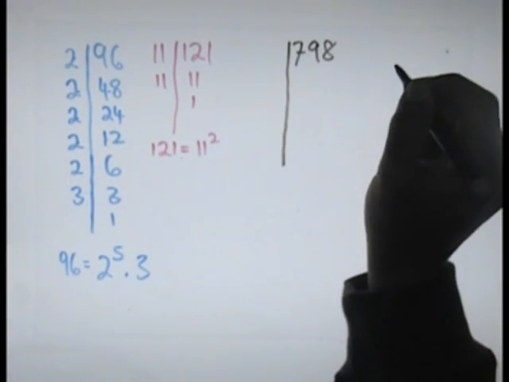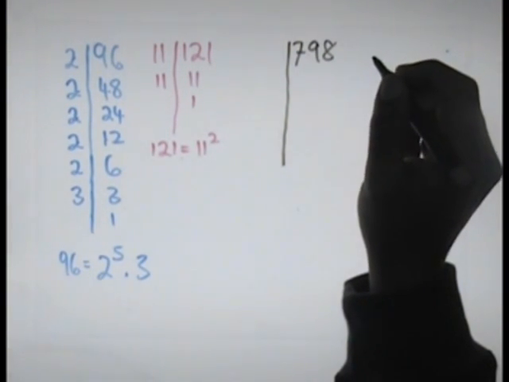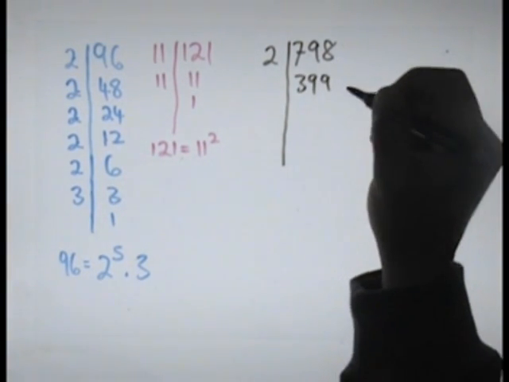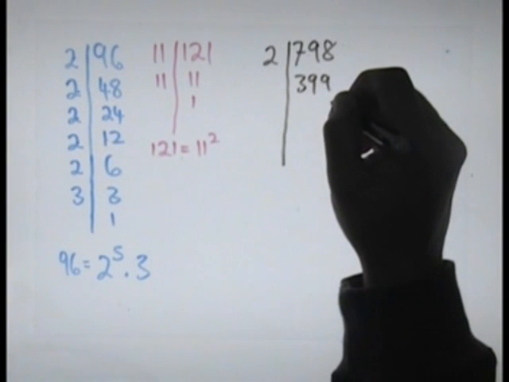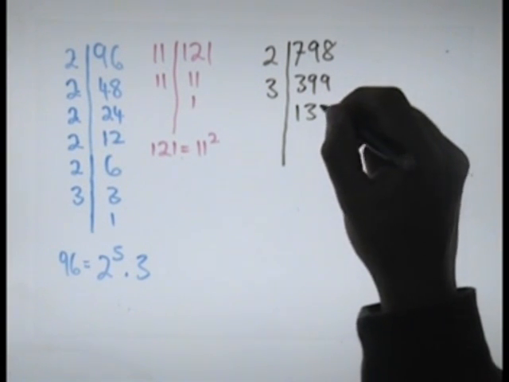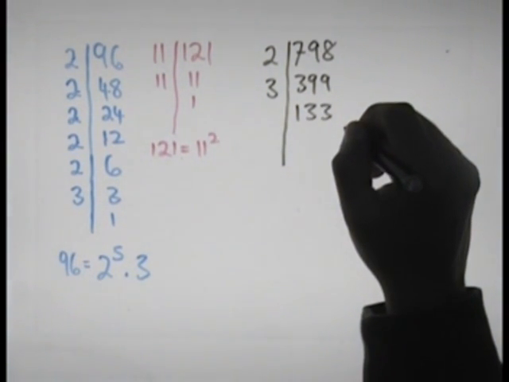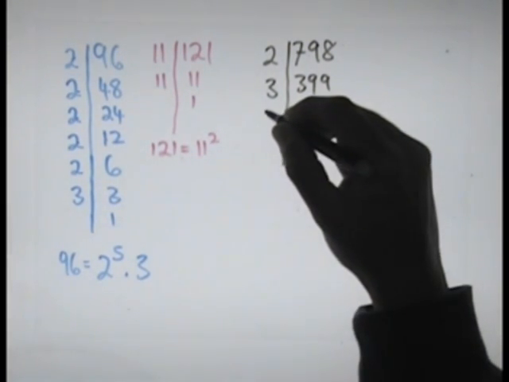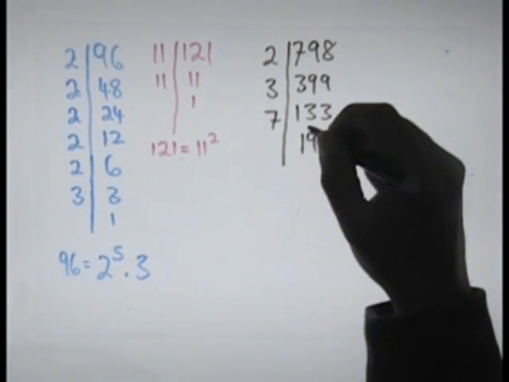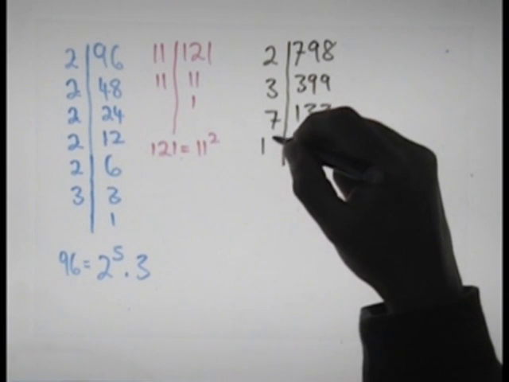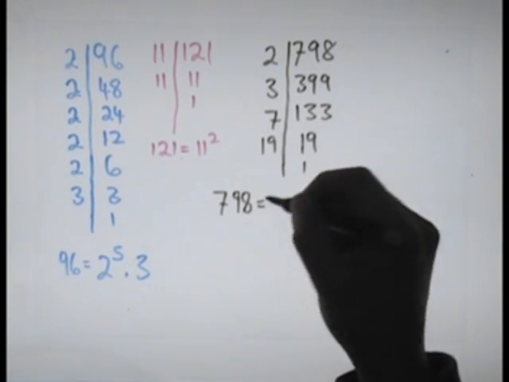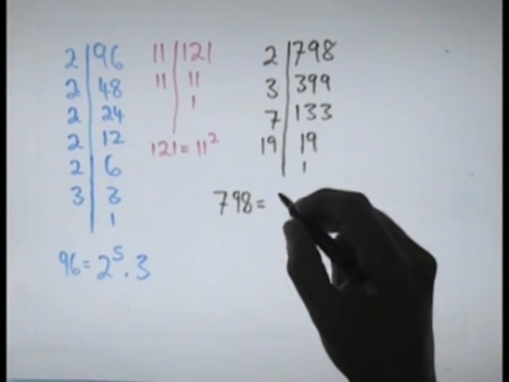When I break 798 down into its prime numbers, the first prime number that goes into 798 is 2, and that goes 399 times. Smallest prime number into 399 is 3, and that goes 133 times. Smallest prime number into 133 is 7, and that goes in 19 times. And the smallest prime number into 19 is itself, and that goes 1 time. That means that 798 is equal to 2 times 3 times 7 times 19.